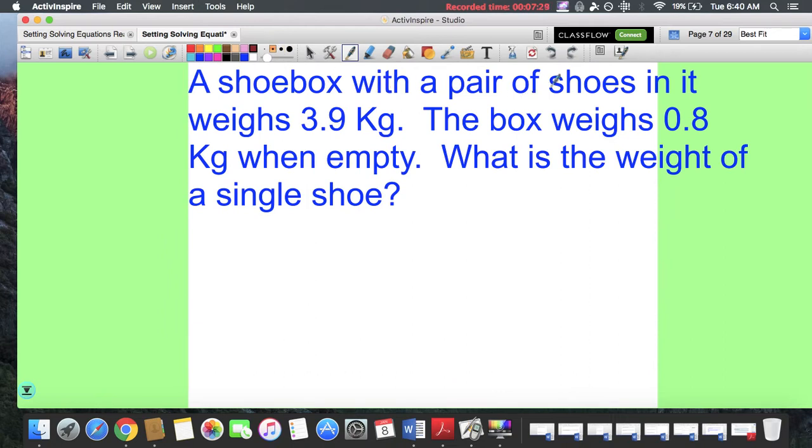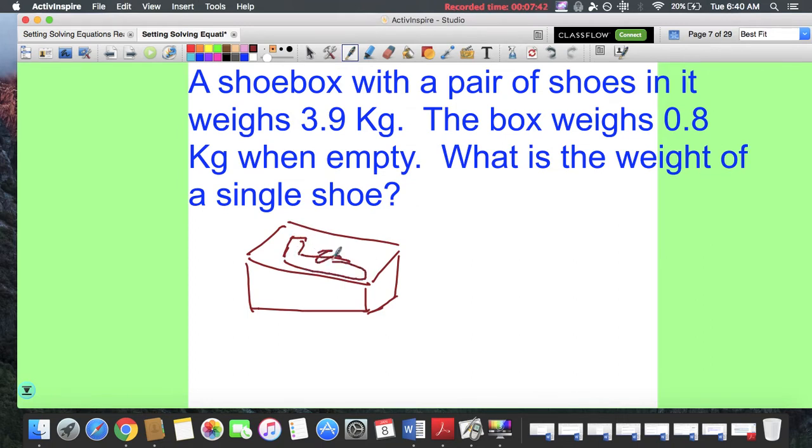Next question, a shoebox with a pair of shoes in it weighs. So you have a shoebox. So imagine a shoebox, okay, and you have your sneakers, right? Your shoes, and you have another one over here. About like this, right? Shoes. So the box and the shoes, so the box plus the shoes, it says that it weighs 3.9 kilos.